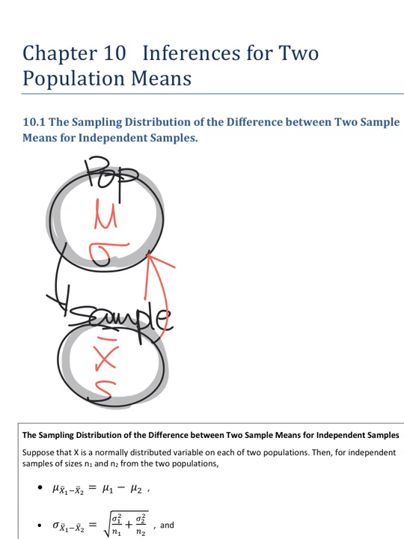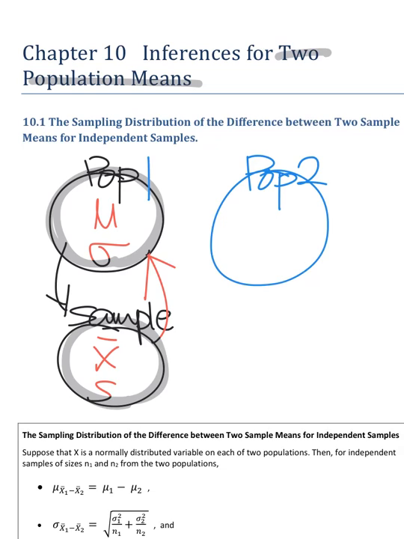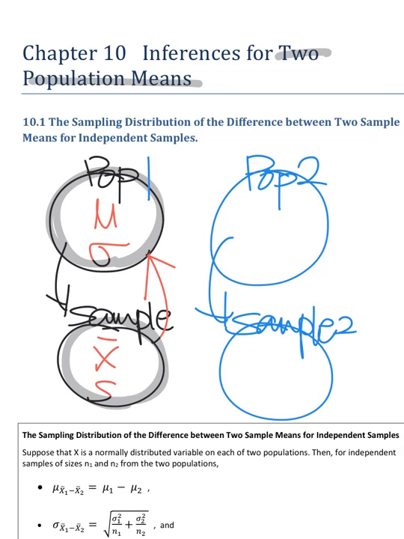But now what? For two population means, it means we are going to have one more population. Let me say it is number 2, then this is number 1. Then we are going to have another sample from population number 2. Let me name it sample number 2. This should be sample number 1.